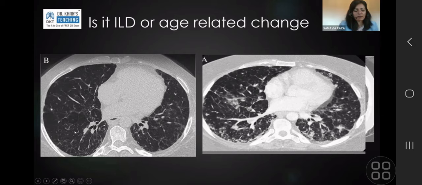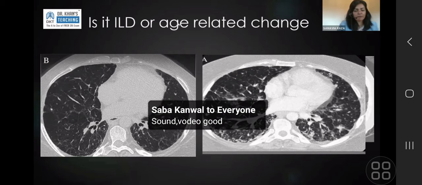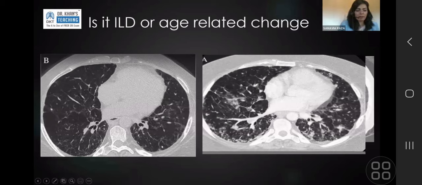For example, in this one, if this was your first scan and you saw this subpleural change, and this patient happened to be a 95-year-old, I would urge you to err on the side of undercalling it and just describing it and saying maybe attributed to patient age. If this was a 60-year-old and you had these lungs, you shouldn't be calling it age-related change, because that would then, in the context of age and especially symptoms, make you think, is this early ILD?